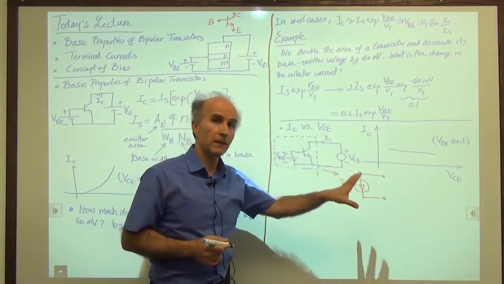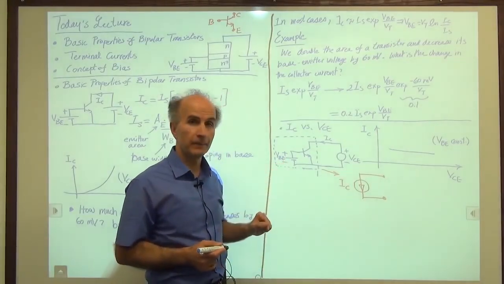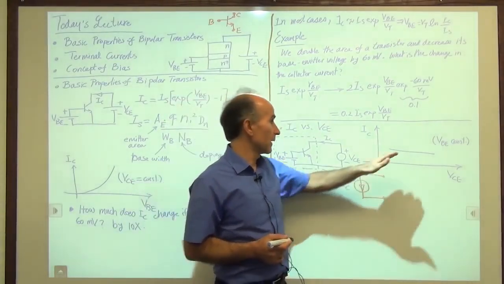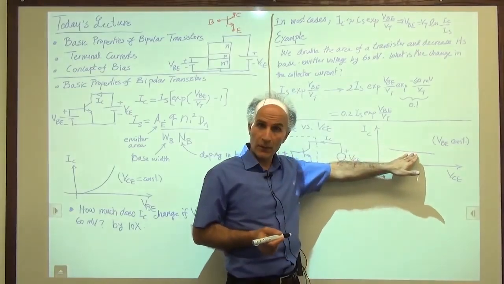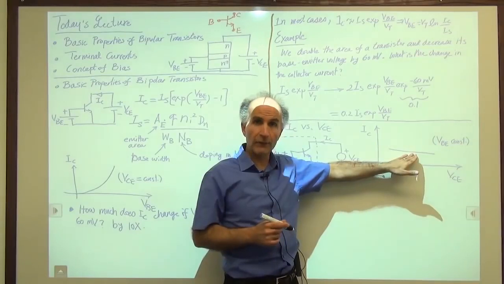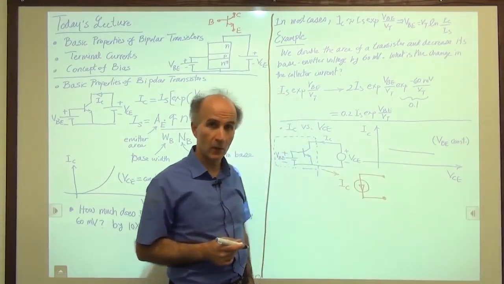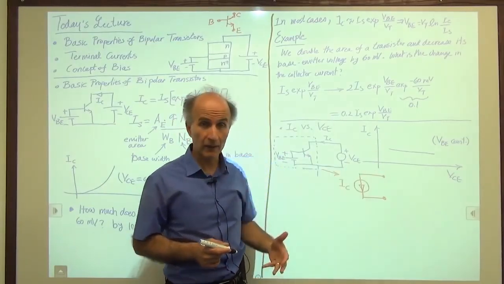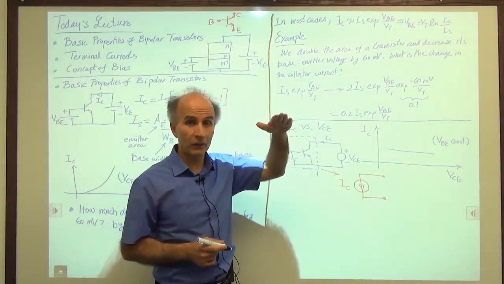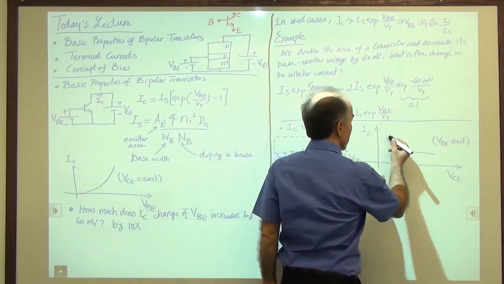Now, can I repeat this test with a different value of VBE? For example, VBE was 700 millivolts. Now I change it to 720 millivolts. Then what do I get for this flat line? Well, I get a different flat line, but at a higher value because the base emitter voltage has increased. So I may get something like this.